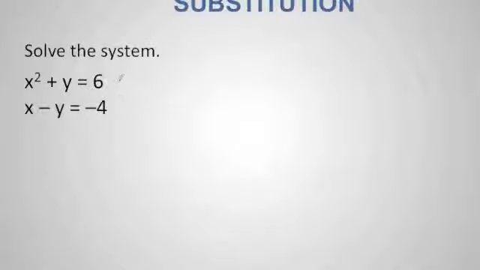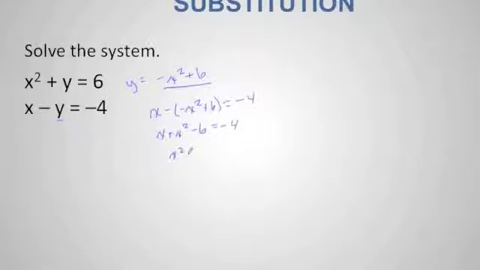What I can do here is just solve. I'm going to take the top equation and solve it for y. We say y equals negative x squared plus 6. And in place of the y in this equation, I'm going to put negative x squared plus 6. So x minus (negative x squared plus 6) equals negative 4. So x plus x squared minus 6 is negative 4, or x squared plus x minus 2 equals 0. And that factors into (x plus 2)(x minus 1) equals 0.